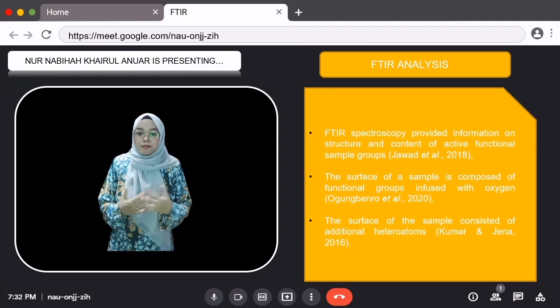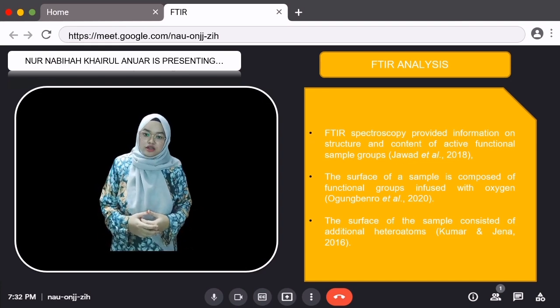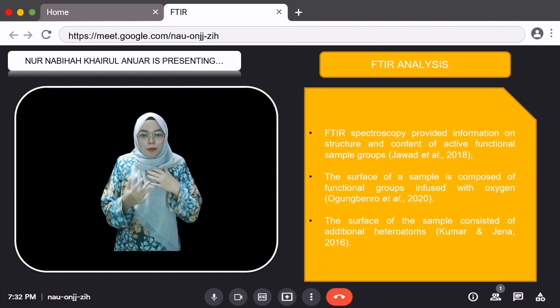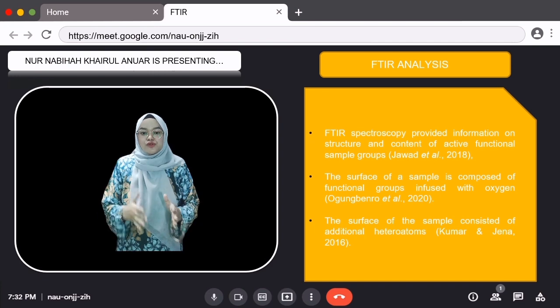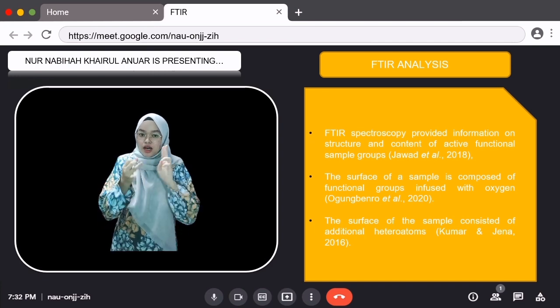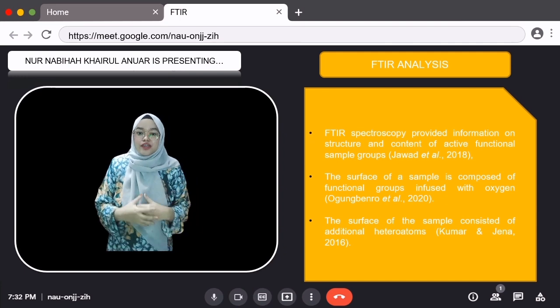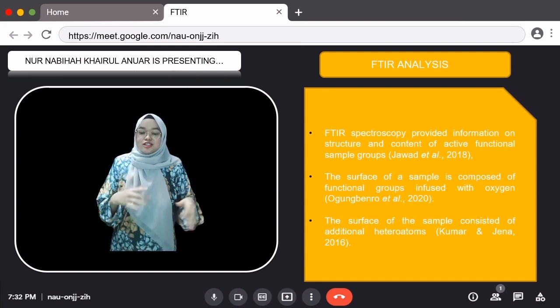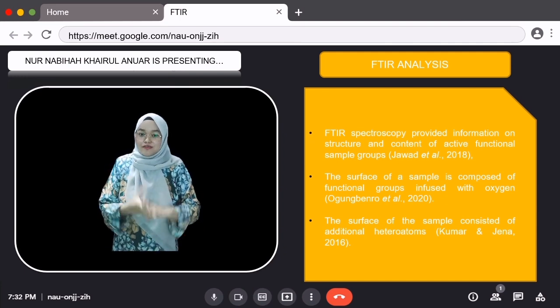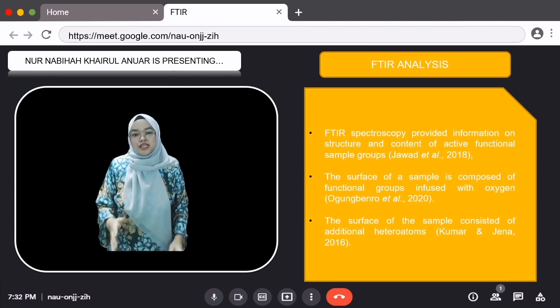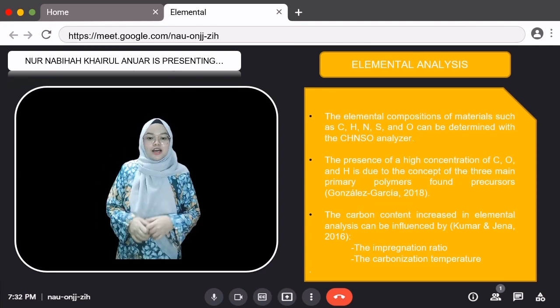FTIR analysis. FTIR spectroscopy provided information on the structure and content of active functional groups. The surface of a sample is composed of functional groups infused with oxygen such as hydroxyl, carbonyl, or carboxyl. Additionally, the surface of the sample consisted of additional heteroatoms such as oxygen, nitrogen, phosphorus, sulfur, and halogen rather than completely of carbon atoms.